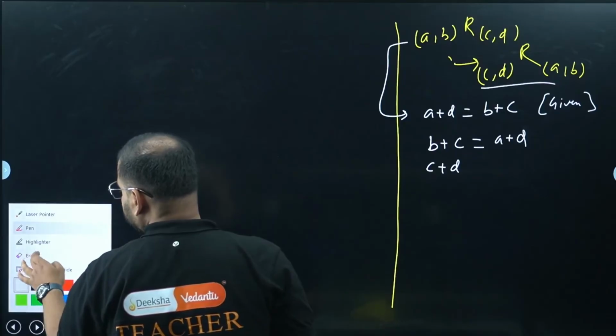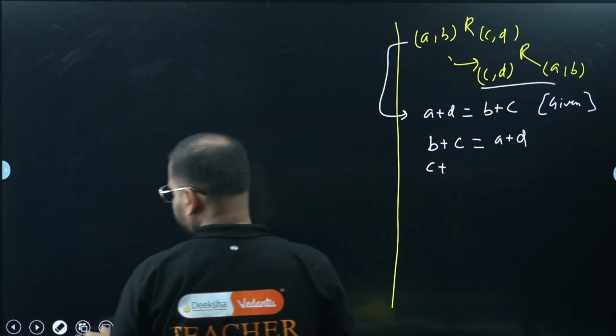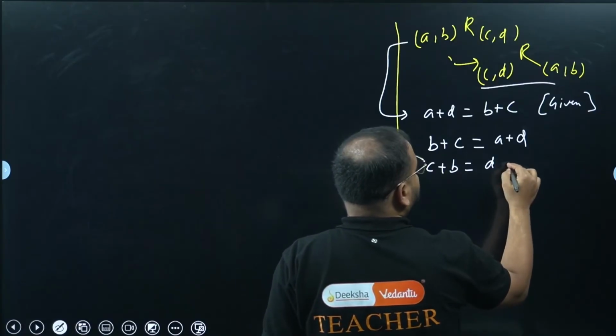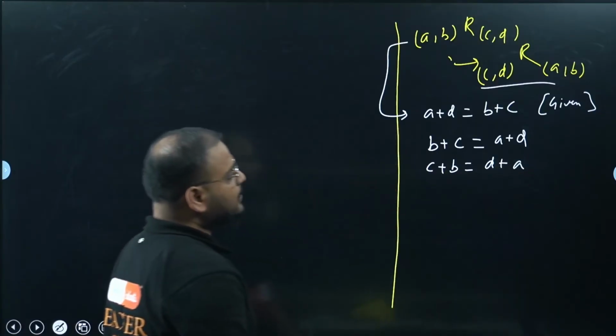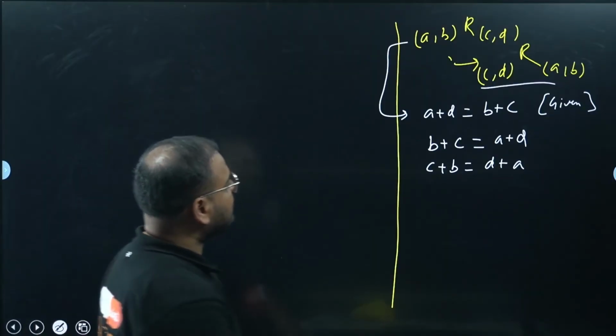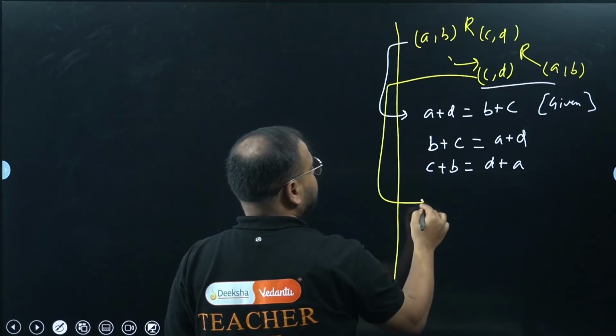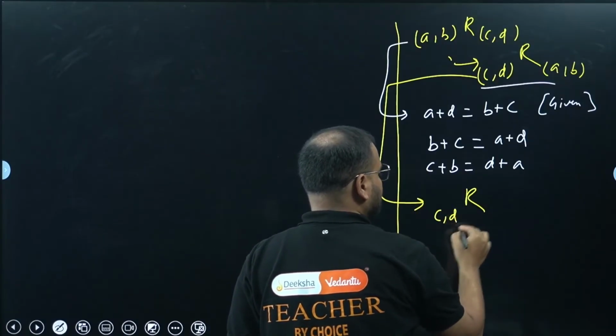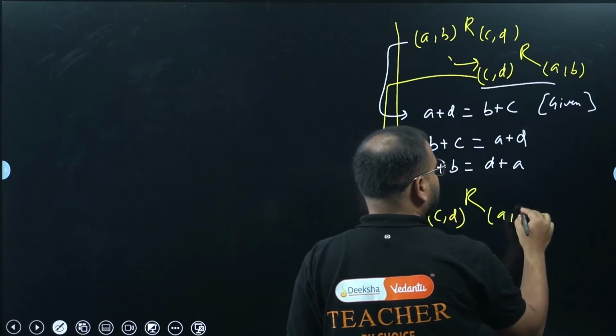C plus B is equal to D plus A. C plus B equal to D plus A. Okay. Sir, is it our answer? Check, check, check. This is what we have to write, no? What is it? R, C, comma D and A, comma B.